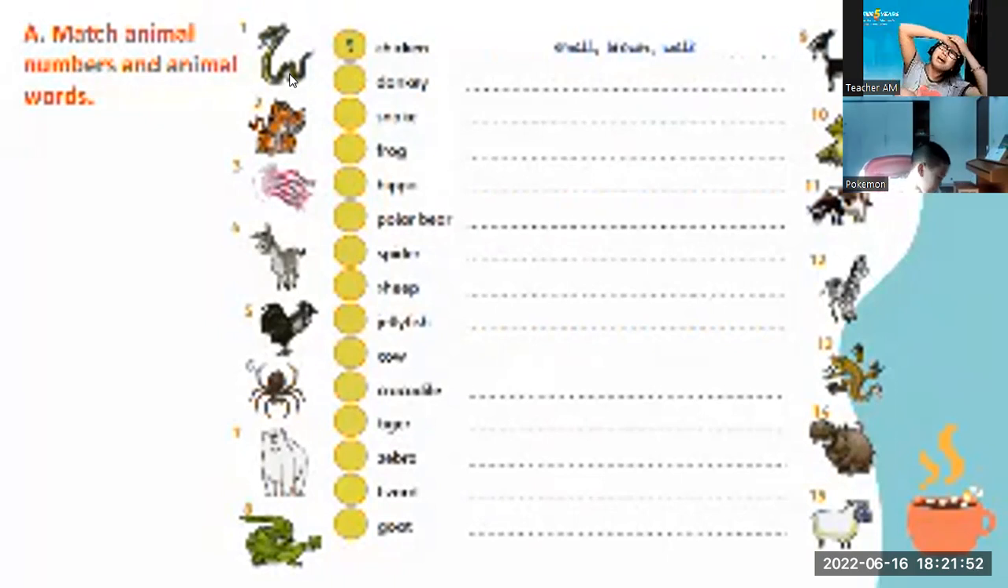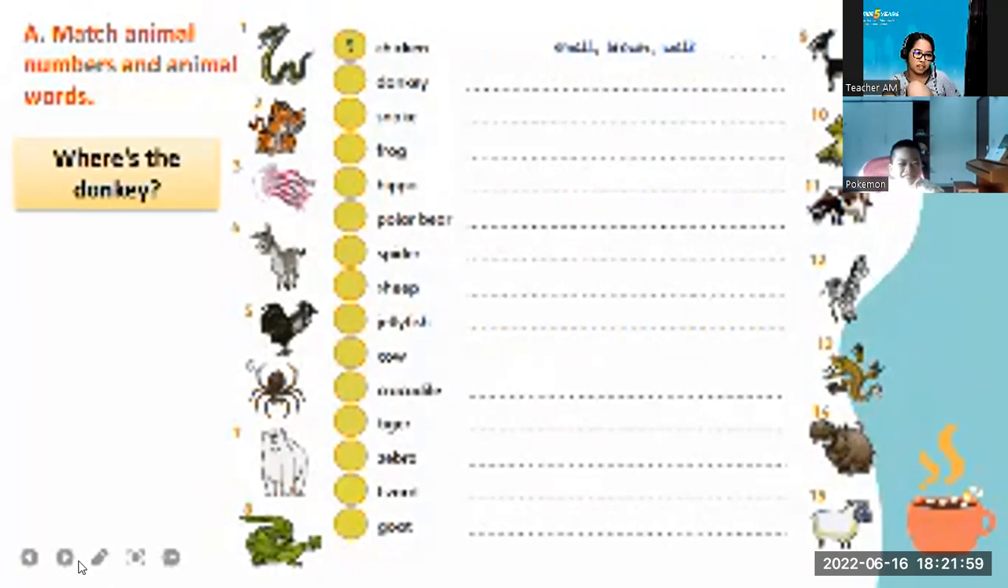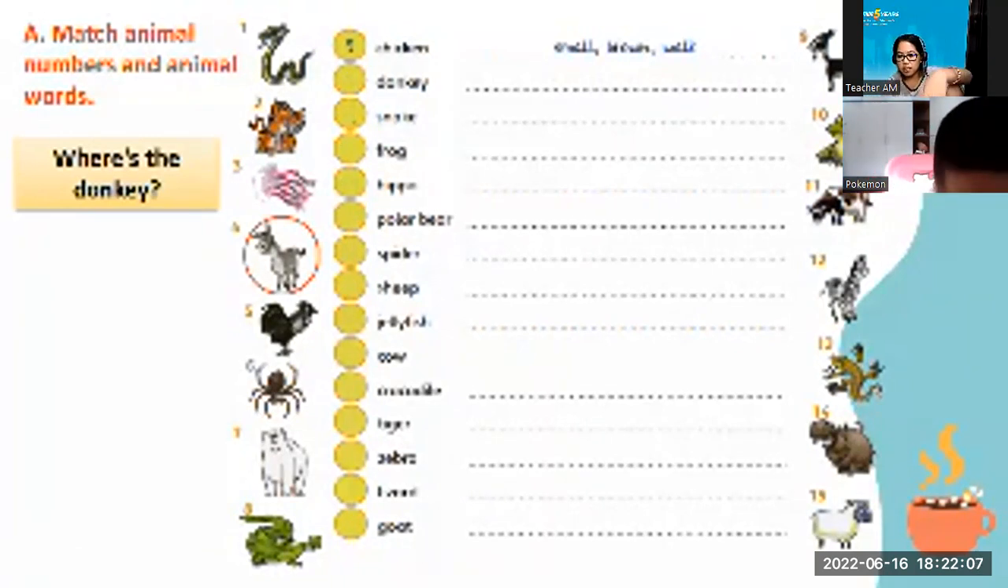So what will we do about this one, Jack? It's still not working for some numbers. Yeah, here are the numbers. Okay, for example, where is the donkey? Can you please circle the donkey? Donkey? Yeah. You circle it, teacher.